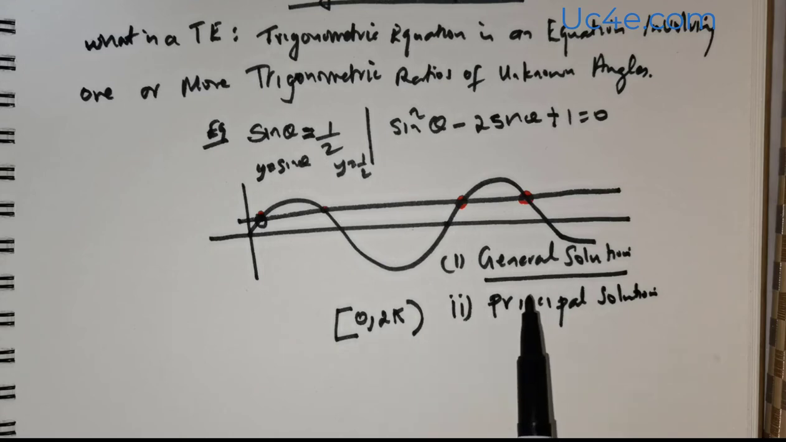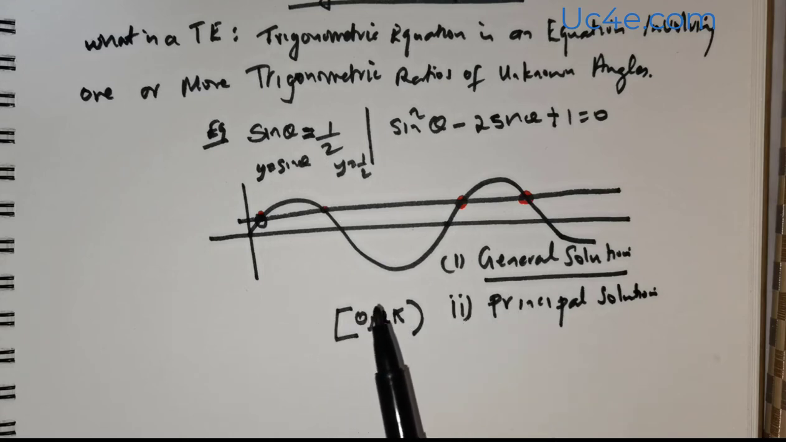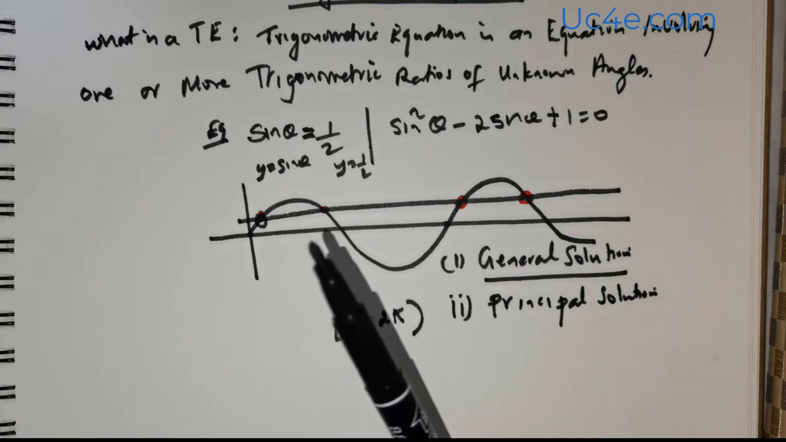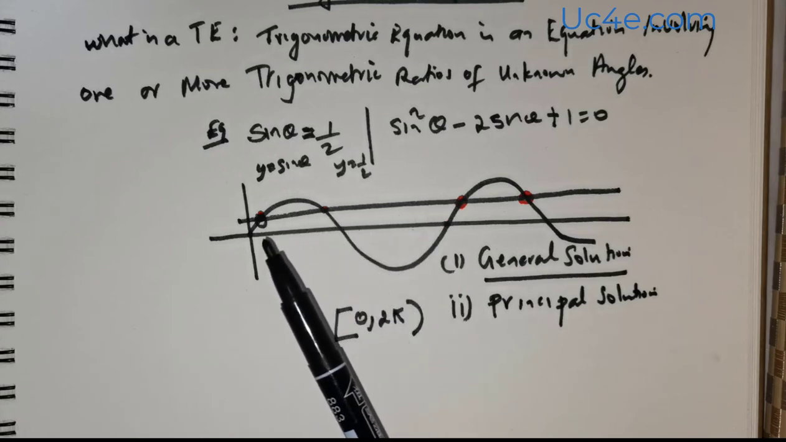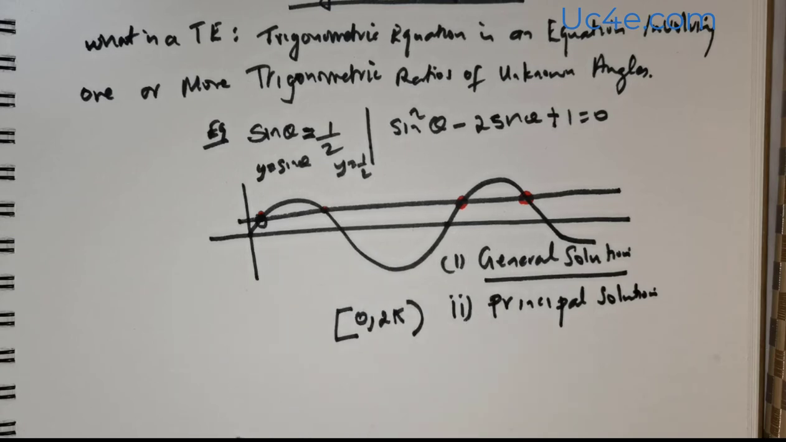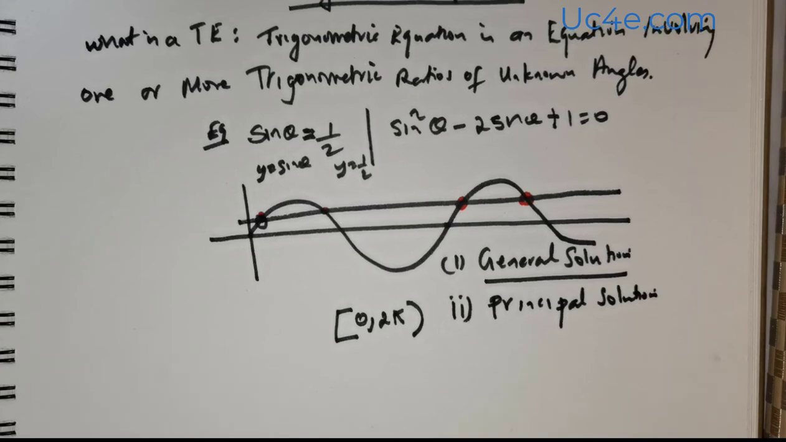Right, and the general solution is nothing but to obtain all of the intersecting points of, in this case, y is equal to 1 over 2 and y is equal to sin theta. So that is of critical importance in understanding trigonometric equations. So having mentioned that, let's move on, students.